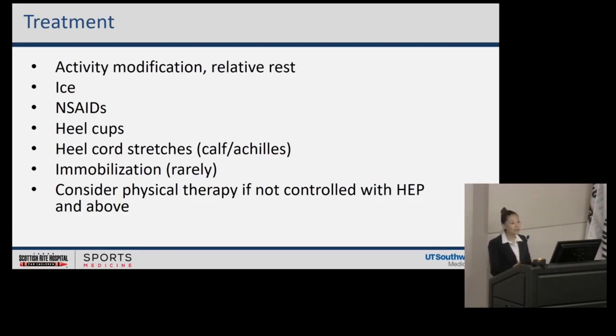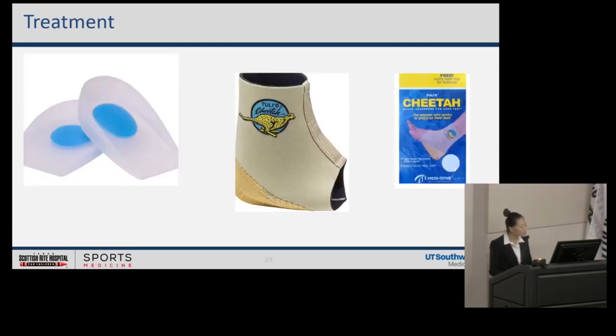However, if the kid comes in obviously limping or not wanting to bear weight on that side, then a brief course of immobilization with a boot or maybe even crutches for a little while can be beneficial for some of those kids who do have more severe symptoms. And then if all of these fail, then physical therapy can certainly be considered as well.